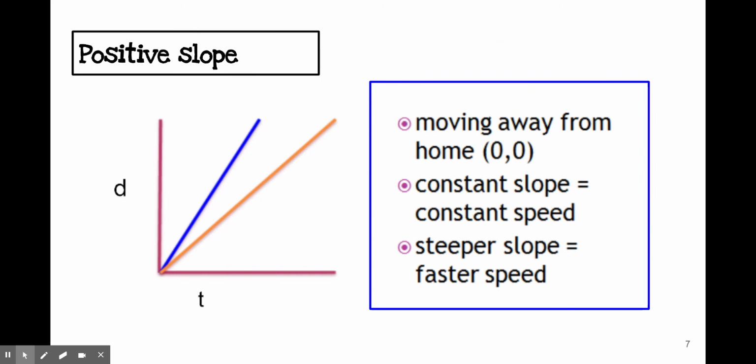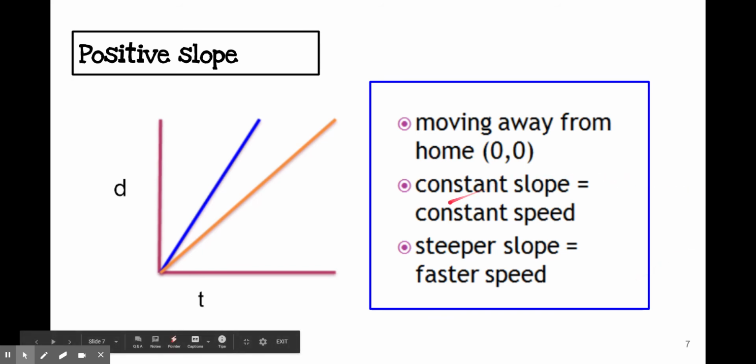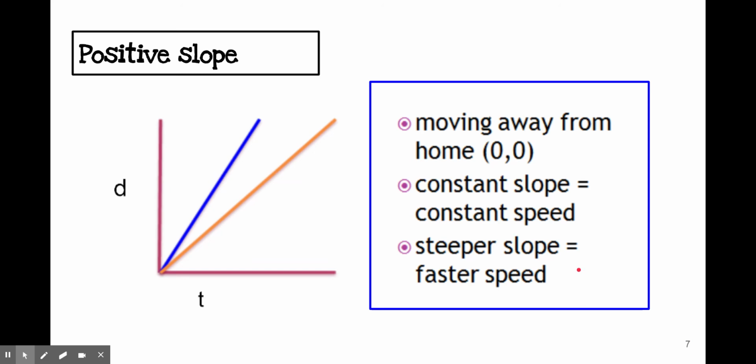When we talk about slopes, positive slopes mean we're moving away from that 0 point. We're moving up and out. A positive slope means that we have a speed that we are moving away from home. If the slope is constant, it's not changing, that means we have a constant speed. And if it keeps on getting steeper and steeper every increment, that means we are going faster.